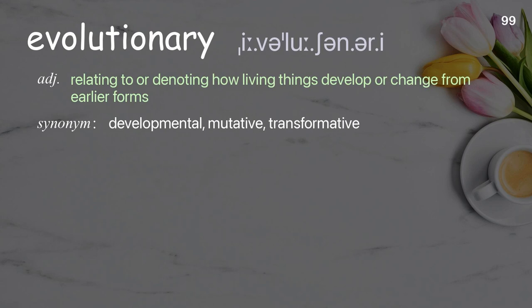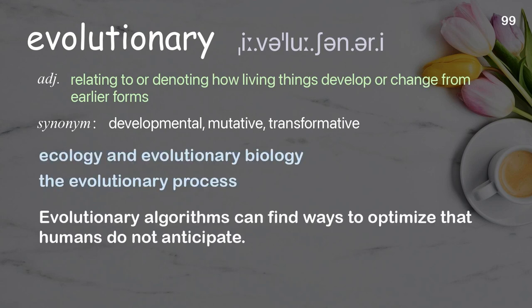Evolutionary. Relating to or denoting how living things develop or change from earlier forms. Examples: ecology and evolutionary biology, the evolutionary process. Evolutionary algorithms can find ways to optimize that humans do not anticipate.